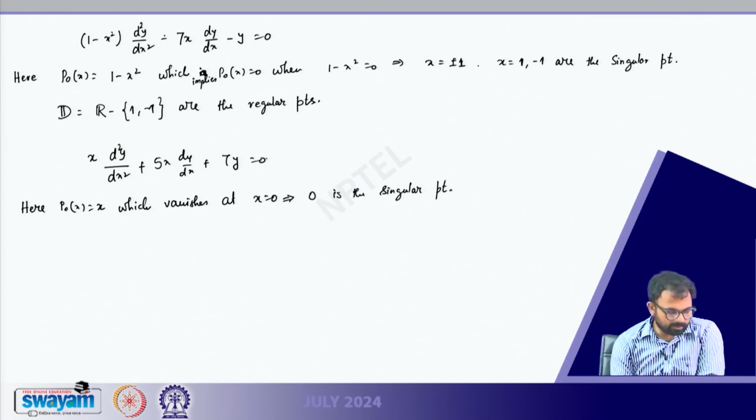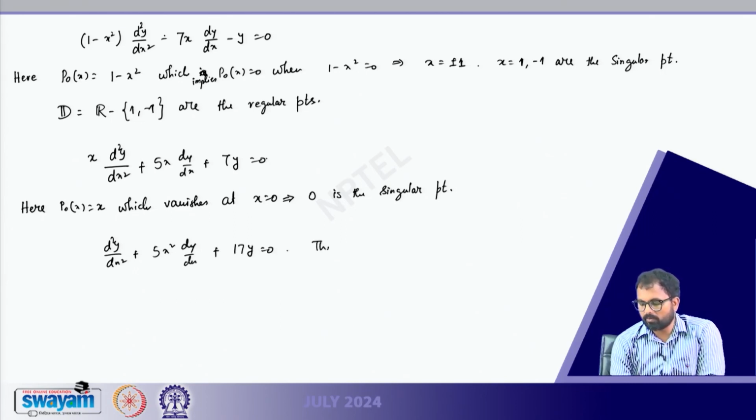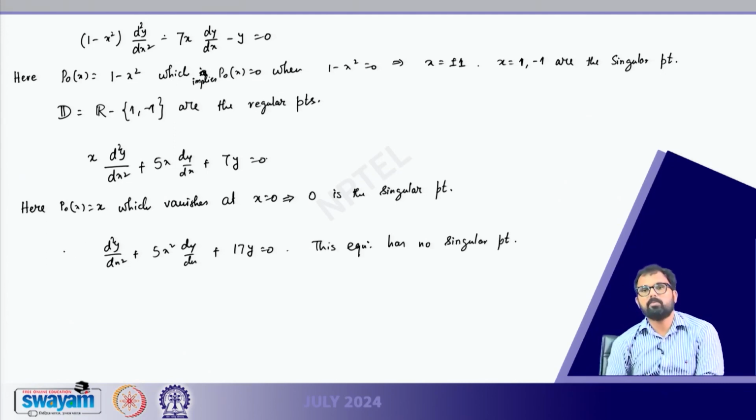And if we consider an equation of this type, d square y by dx square plus 5x square dy by dx plus 17y equals 0, this equation has no singular point, because for all x in the real line, the leading coefficient P0(x) is 1 and that is never vanishing. So, basically it has no singular points. All the points on the real line are regular points. All right.